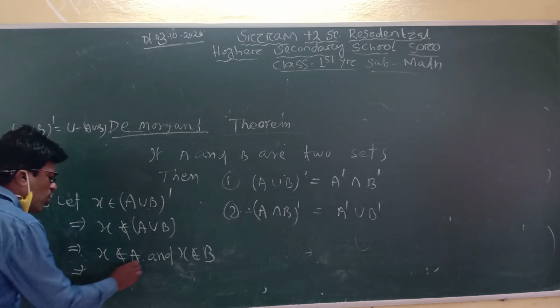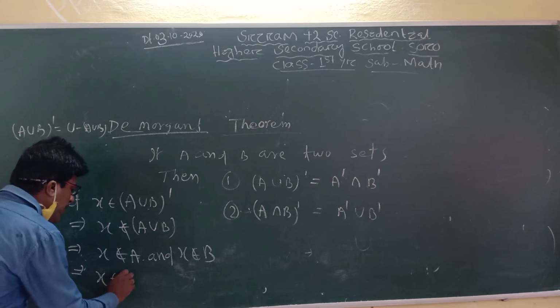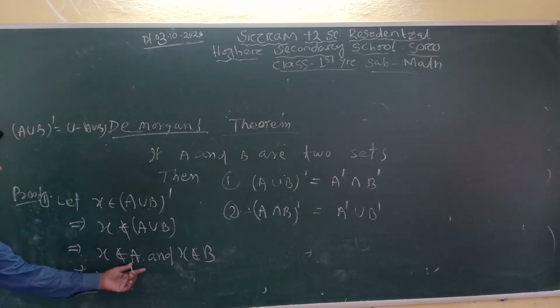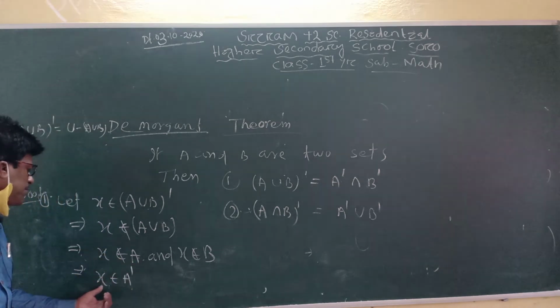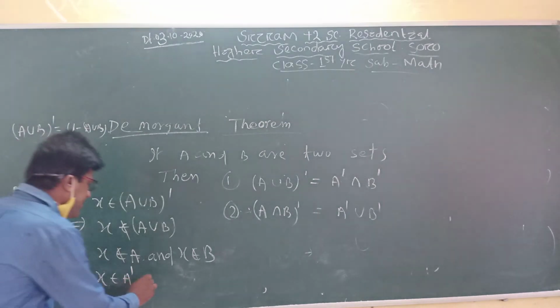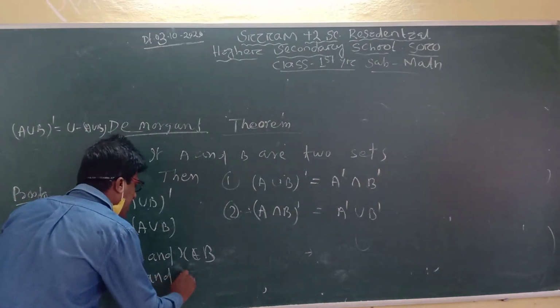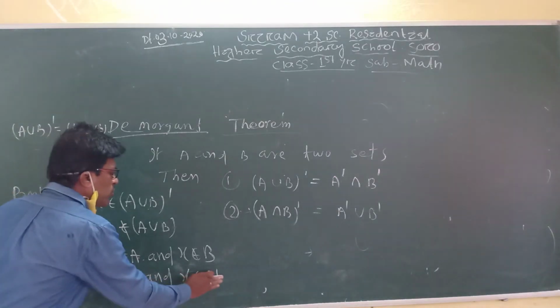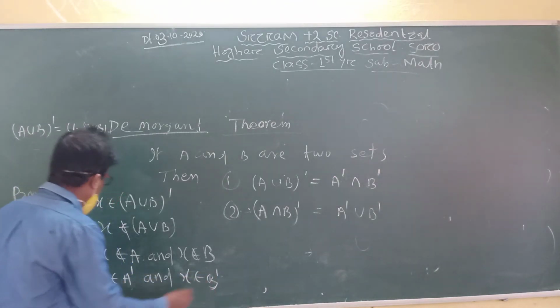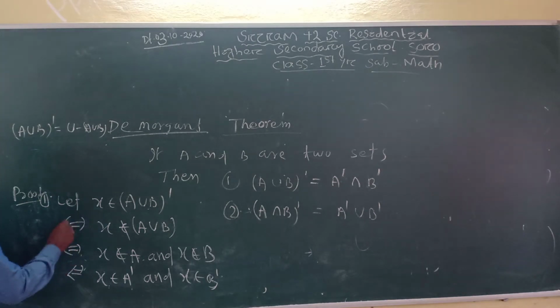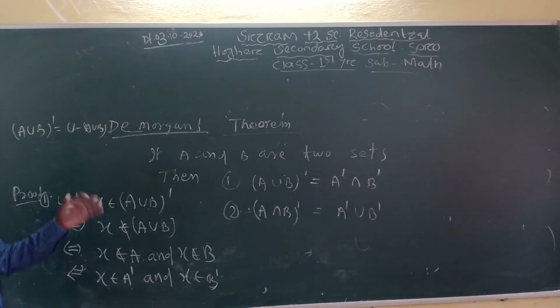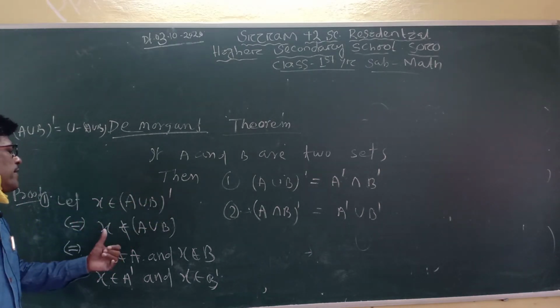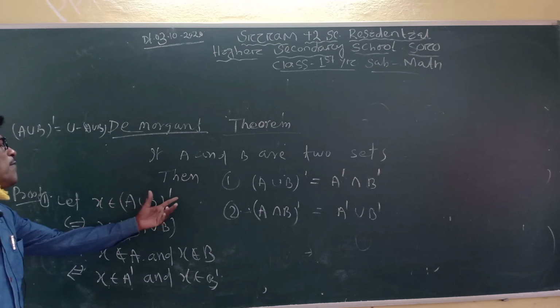That implies if x not belongs to A, then x belongs to A complement. If x not belongs to A, then x must belong to A complement, and x belongs to B complement also. So you look first: x belongs to (A union B) complement.